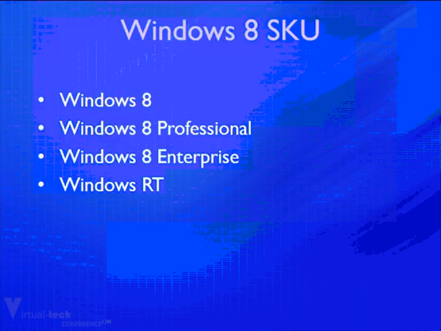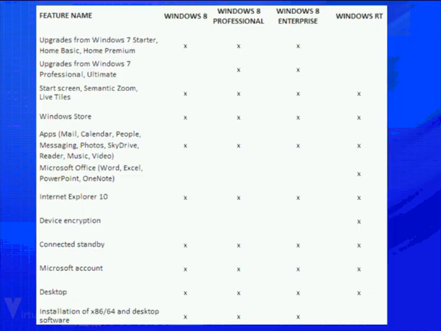So I'll move to Windows 8 SKUs. There are 4 SKUs currently available. These are Windows 8, Windows 8 Professional, Windows 8 Enterprise, and Windows RT. Of these, I'll be discussing the first 3. In the meanwhile, I'll suggest that you look at the chart that I've presented on the screen. It basically gives you a fair idea of what exactly is the difference between all the SKUs of Windows 8. This particular slide will be handed out to all of you in a PDF format so that you can go through it after the session is over.